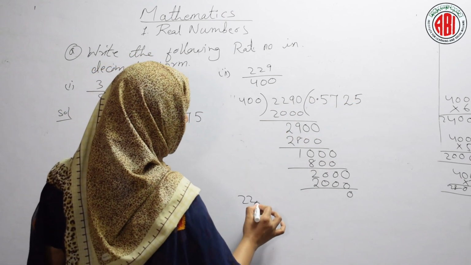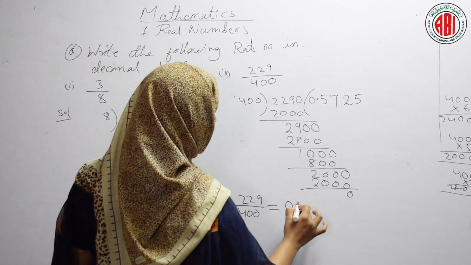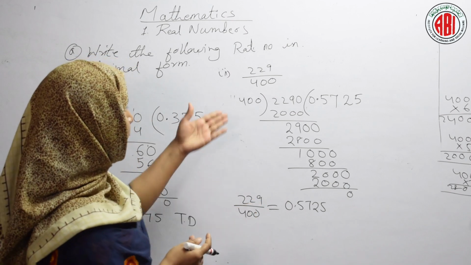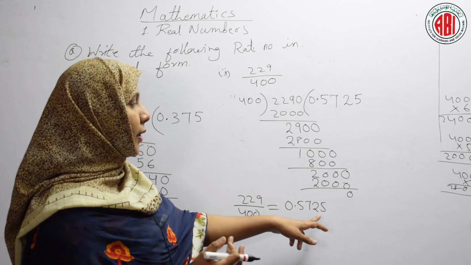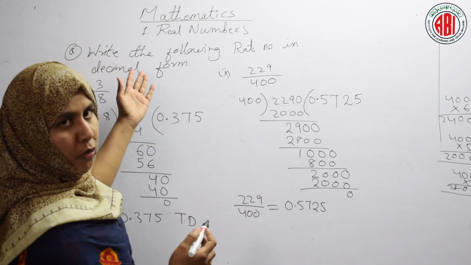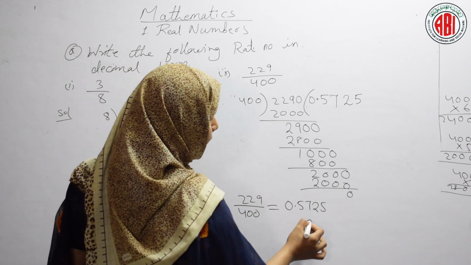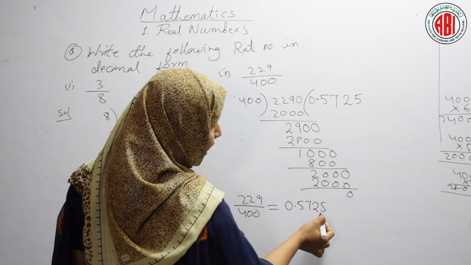So 229 by 400 is 0.5725. You have to find the decimal expansion, the decimal form. We are getting the decimal form. Along with that, I want to tell you that this is a terminating decimal. Here you need not prove whether it is terminating or non-terminating, but it is terminating, right, because we are getting remainder 0, the answer terminates at 5.